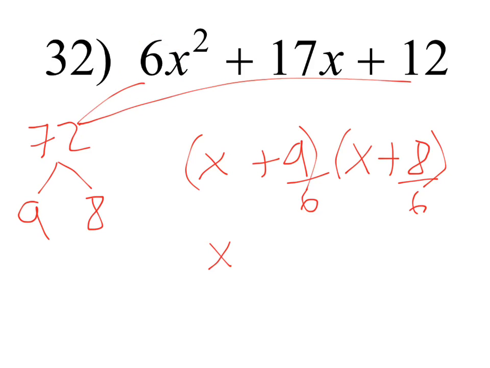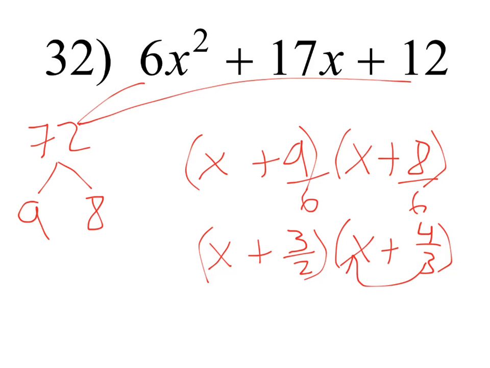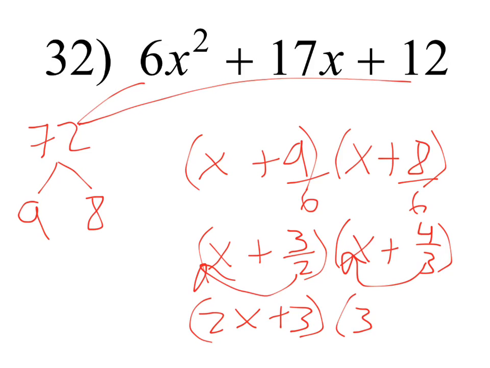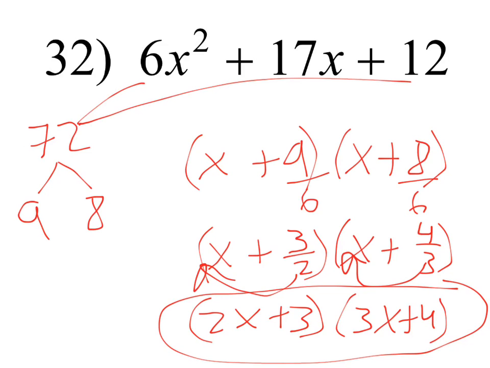Oh yeah, so it's going to divide 3 on top of 1, you get x plus 3 over 2. And then this other one, you'll get x plus 4 over 3. And then you can move the 3 out front, move the 2 out front, and you're good to go. 2x plus 3, and then 3x plus 4, and that one's all done.